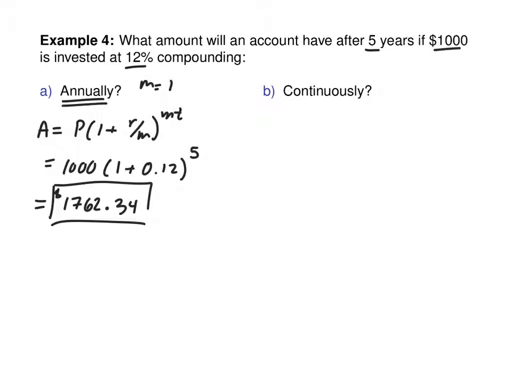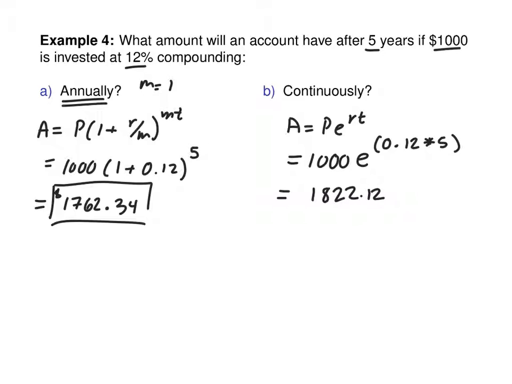So that's annually versus, on the other extreme, continuously. So that's the A equals P e^(rt) formula. So you still plug in 1,000. This e is a number. Put parentheses around your rate, which is 0.12, times the time, which is 5. So try that e to the whatever button you have on your calculator and see if you can get it. If it doesn't put parentheses there after the exponent, do it yourself. You should get 1,822.12.